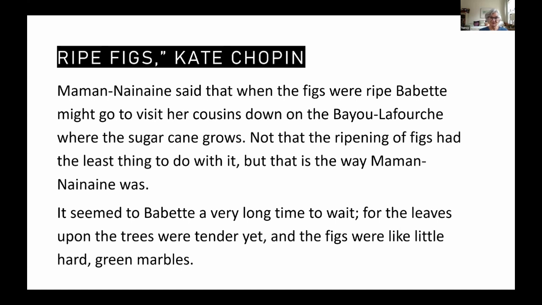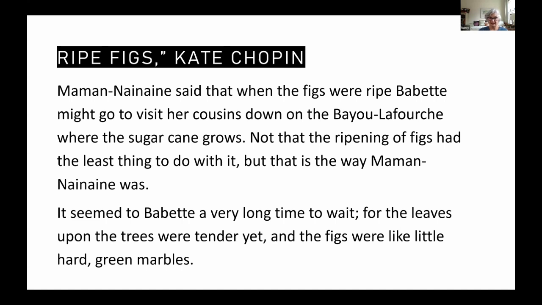Yeah, that's very much an image too of Babette and her sexuality. She's not ripened into a sexual being yet. She is still a little hard green marble. That's why Maman Nanane has to be so careful to watch over her. And the ripening figs have everything to do with it. But we see that not that the ripening of figs had the least to do with it, but that is the way Maman Nanane was.